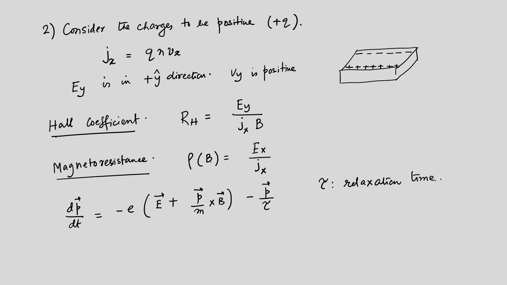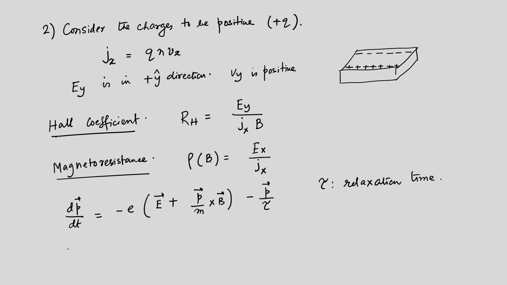So what's relaxation time? The relaxation time is the time between two successive collisions. The electrons would collide and then drift like a free particle till that electron finds another electron or impurity or defect or disorder to scatter with. Between these two collision events, it drifts like a free particle, and the corresponding time is called the relaxation time. So this is the equation of motion.